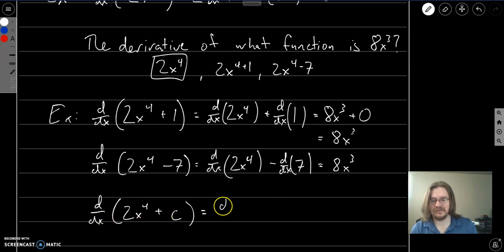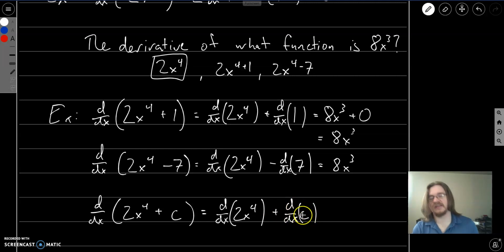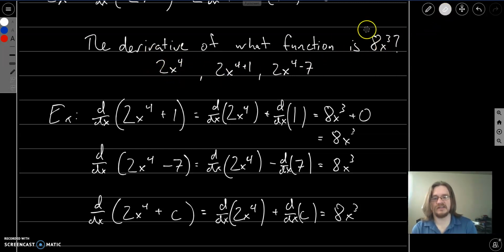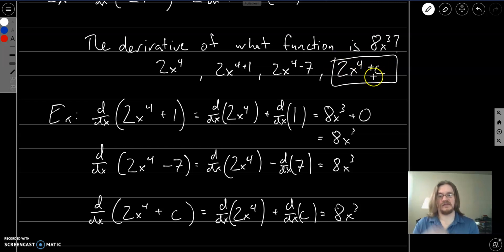So again, if I take the derivative of a sum of functions, it's just the derivatives of each of them added together. And since c is just a number and it doesn't depend on x, it's not a function, it's just a constant, I'm going to get 8x cubed. So the best way to write down the derivative of what function is 8x cubed, well, all of these are perfectly good examples of functions. If I wanted to be complete, I would say it's going to be 2x to the fourth plus any number I want, plus c. So this is what we'll be doing a lot of in this chapter.